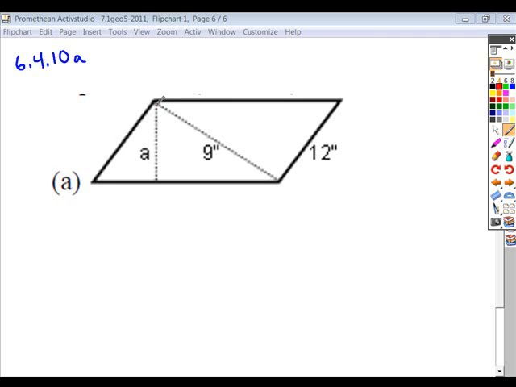So that means that this value A, that's an altitude or a right angle. Also, this dashed line here, this 9, also an altitude. Okay, so what we can do here is we can use the fact that in a parallelogram, the area will be consistent no matter which direction you're measuring the area. So whichever pair of base and height, they're going to have the same product.